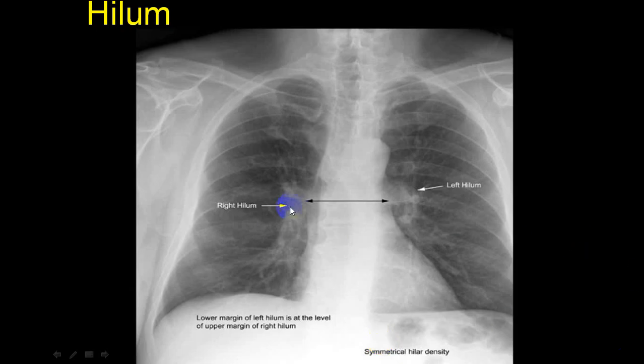Now you can see this is a right hilum, this is a left hilum. It is roughly a little higher as compared to the right, if you draw a straight line here. So the left hilum is 1 to 2 centimeter higher as compared to the right hilum. Okay, so that will be there.